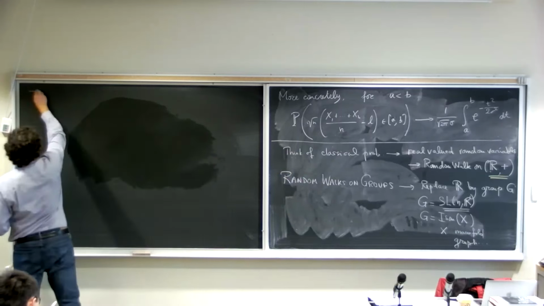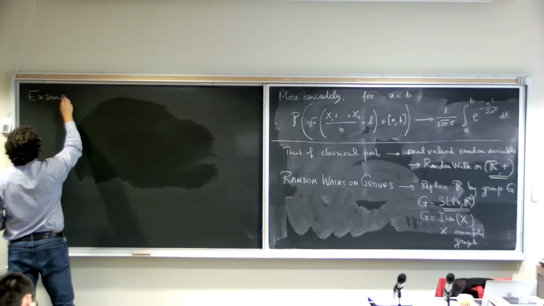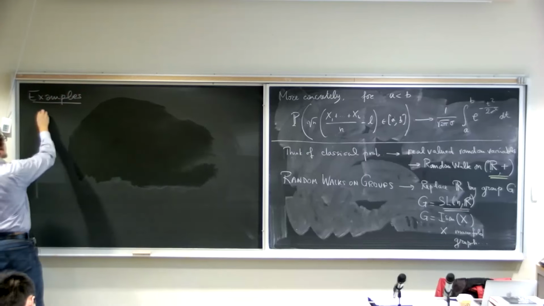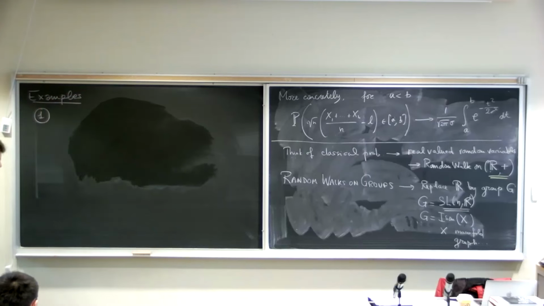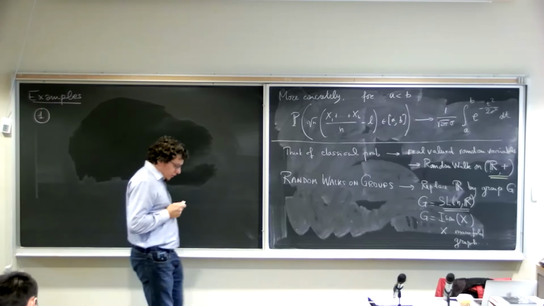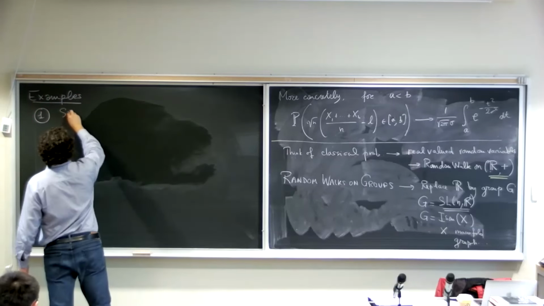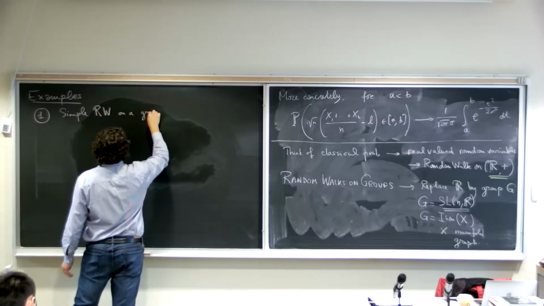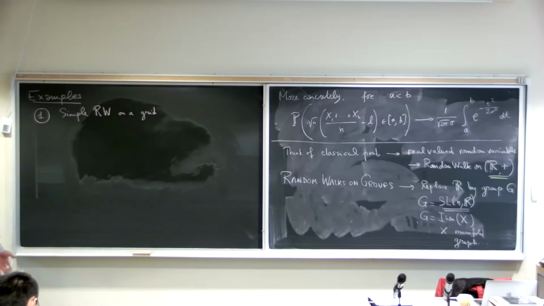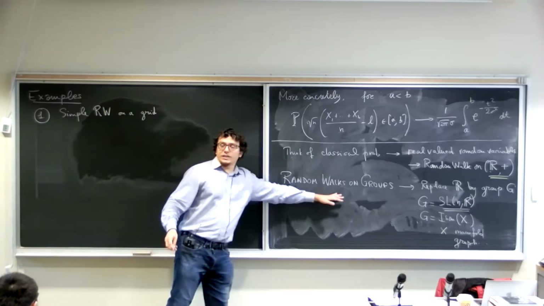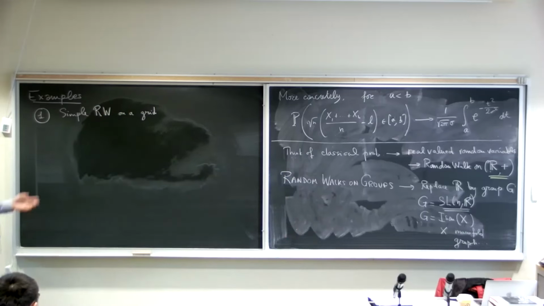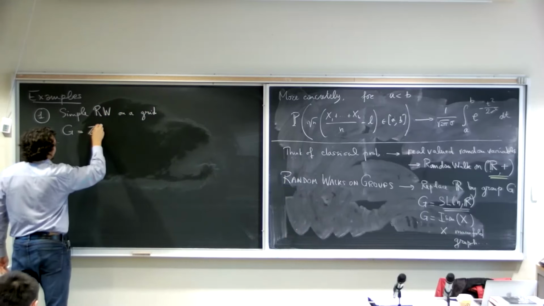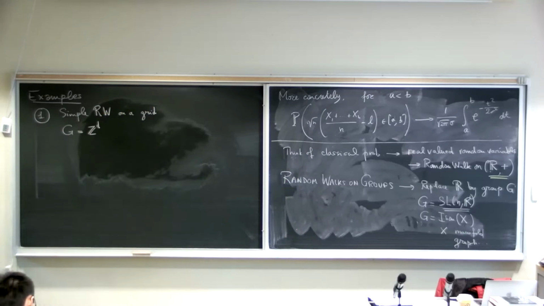Okay, so the first example is the one that we already know, the classic simple random walk on a grid. RW will always mean random walk. Even though it's more classical, so to speak, this can definitely be cast into the context of random walks on groups. Because what is the group here? Well, the group here is Z to the d, where d is the dimension.